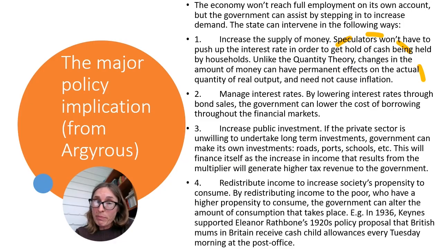And in the 1930s, in 1936 I think it was, this idea was advocated for by Keynes, who provided advice to Treasury that they should bring in child allowances for British mums, by redistributing income to those most likely to spend on the consumption of children. This would boost production too. So he supported this, and then British mums were able to receive cash child allowances every Tuesday morning at the post office.